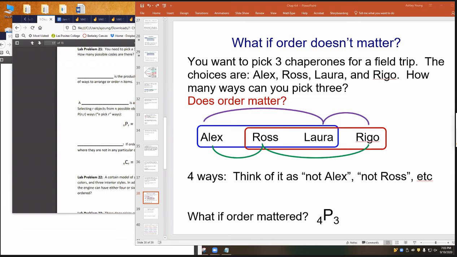So if order mattered, then it would be 4 picking 3, right? So how would I do that one? I would say, okay, I'm picking 3. So I'm going to have 3 spots. And I've got how many options for the first spot? There's 4, next spot, 3, next spot, 2. Okay, so this would be 24. So if order mattered, there'd be 24. Good? But we're in a spot where order doesn't matter.